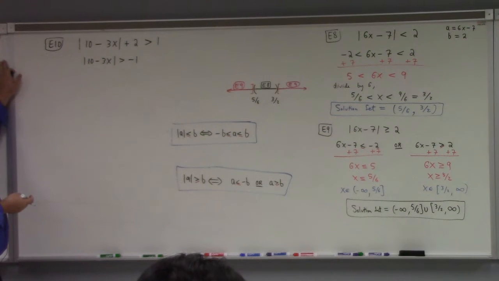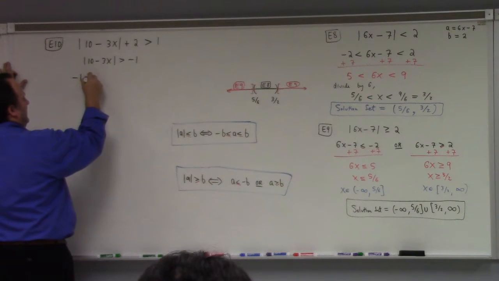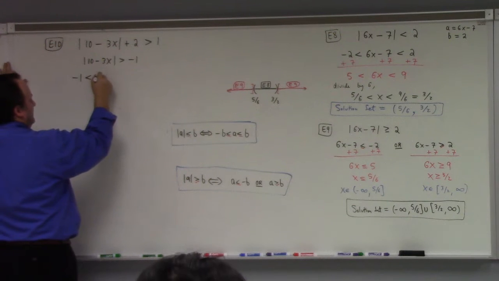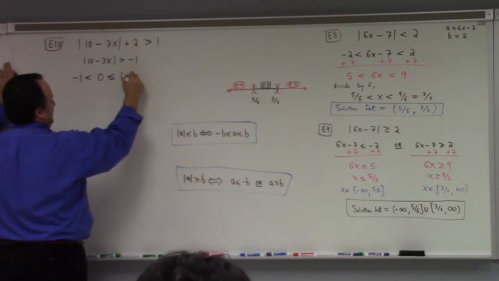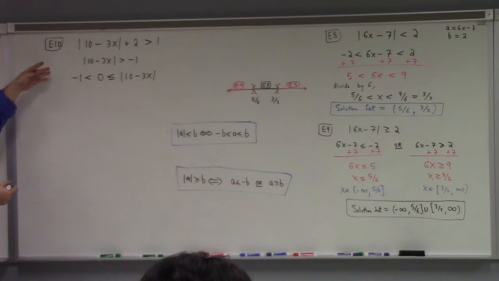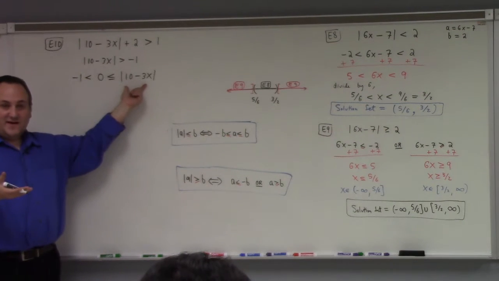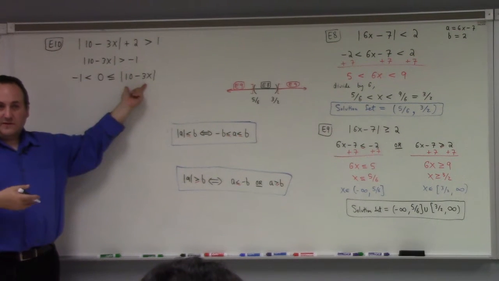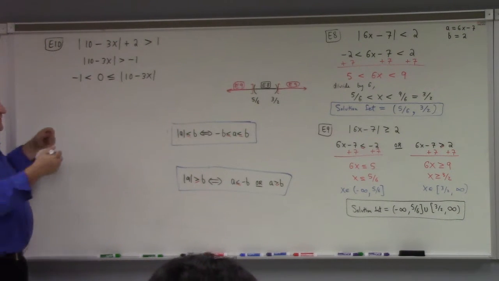Let me write this a slightly different way. I don't know why, it just helps me to write it this way. Minus 1 is less than 0, right? That's true, which is less than or equal to 10 minus 3x, right? So my point is that the solution to example 10, as I stated it, is just what x solves this. See, it doesn't matter what you put into absolute value. It's greater than or equal to 0, right? No matter what x you put in there, it works. The answer is the solution.